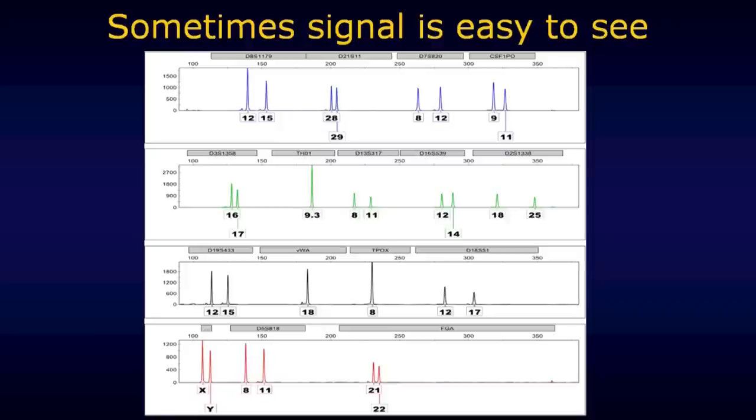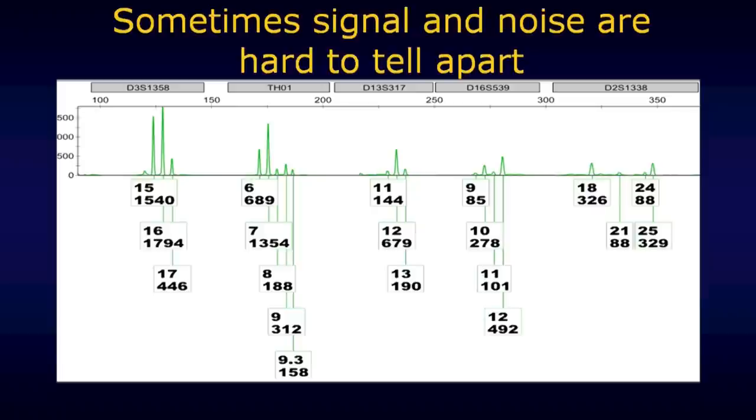So we started with a sample that doesn't have a problem with signal-to-noise ratio, and now we move to one where that may be more of an issue. Consider this electropherogram. Here, there are some instances where we can look at a peak and say, yep, that's signal. It's not too hard to pick some of those out. At the D3 locus, there is a 15. That's signal. There's also a 16. It's hard to be worried that it might be just a random perturbation of the baseline. Those are big, strong, very tall peaks.